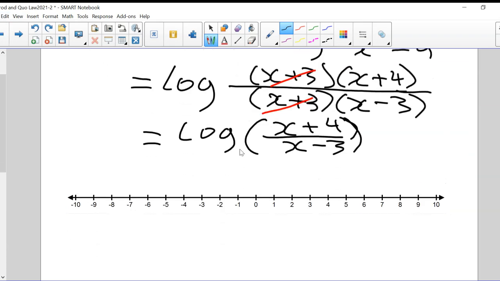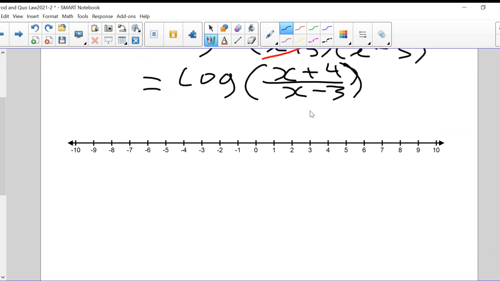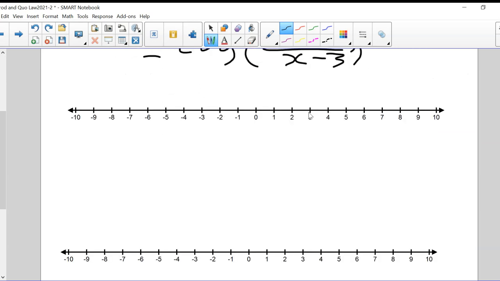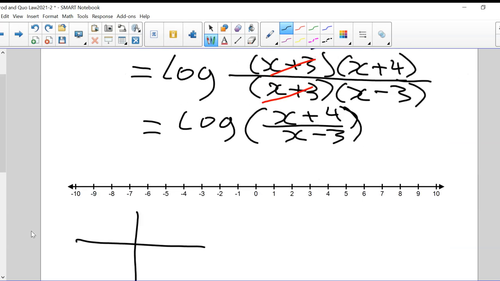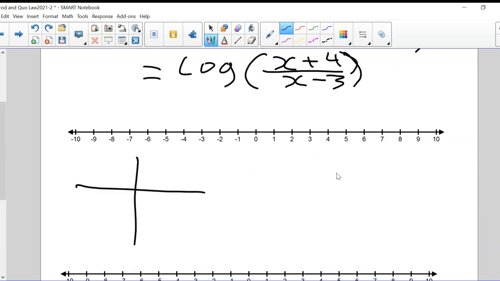So the log of x plus 4 over x minus 3. But remember, this thing has to be positive and this thing has to be positive, right? That's the condition that is going to make everybody happy. So I'm going to go ahead and draw both of these functions on a graph. Two different graphs, by the way. The first one is the x plus 3, x plus 4.